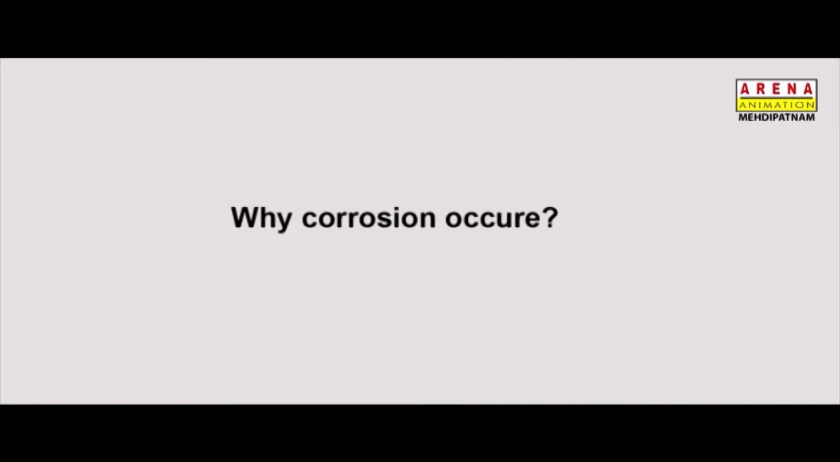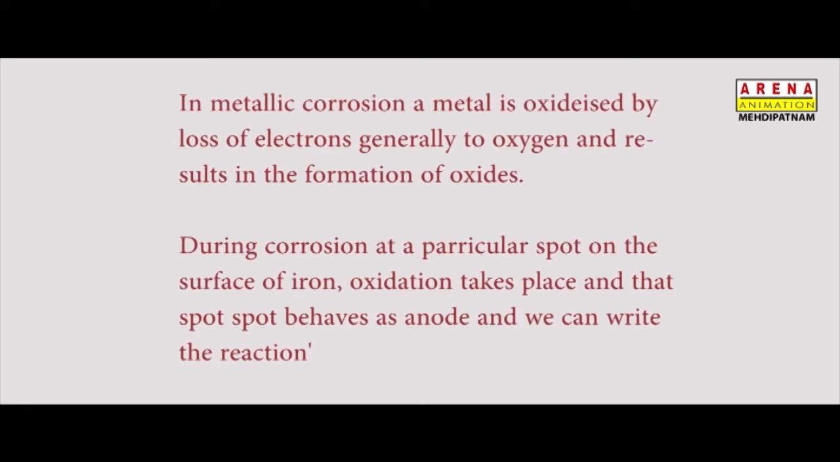Why does corrosion occur? Metallic corrosion: a metal is oxidized by loss of electrons, generally to oxygen, and this results in the formation of oxides. During corrosion at a particular spot on the surface of an object made of iron, oxidation takes place and that spot behaves as an anode.